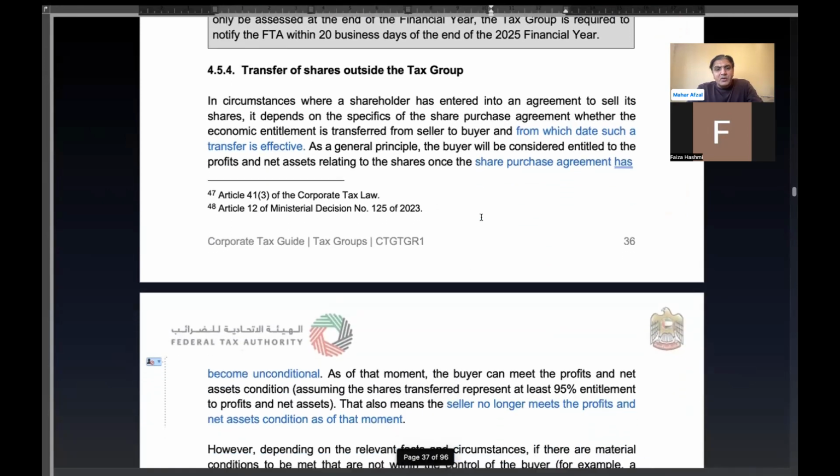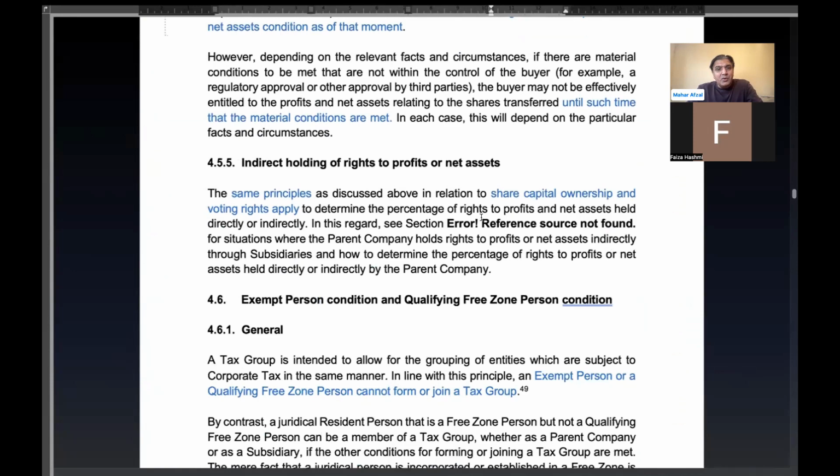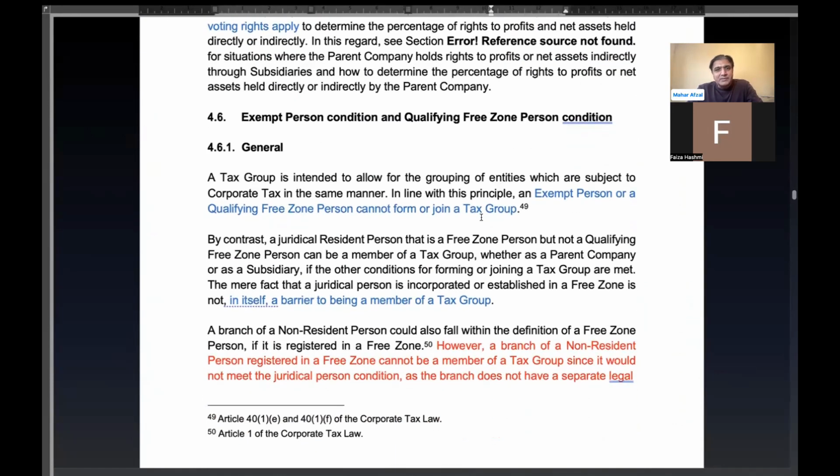Transfer of shares outside the group, we have already discussed. Basically, it will be considered upon the legal transfer and it will be applicable from the start of the respective tax period. Indirect holding of the rights to profit and net profits, exempt person conditions.